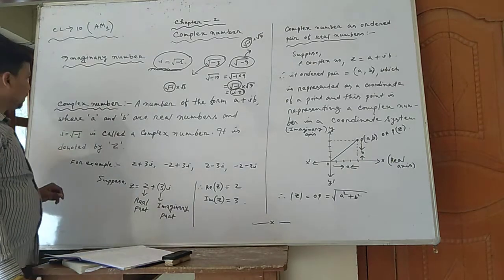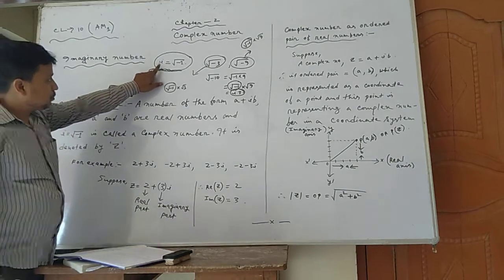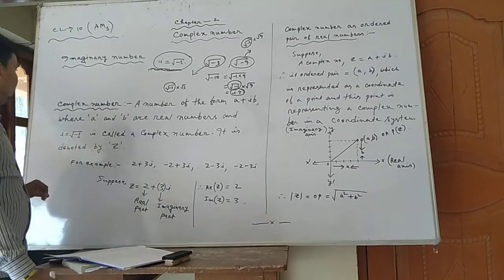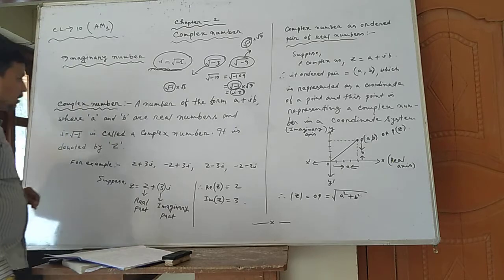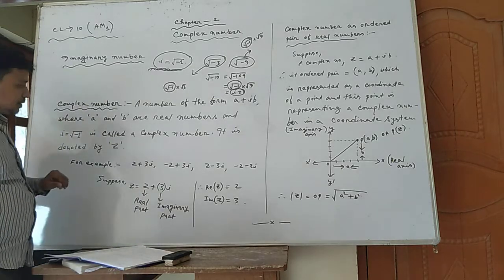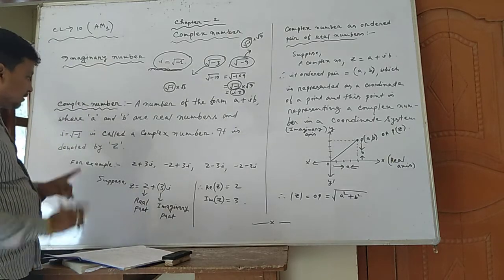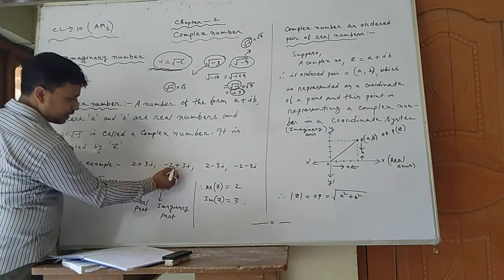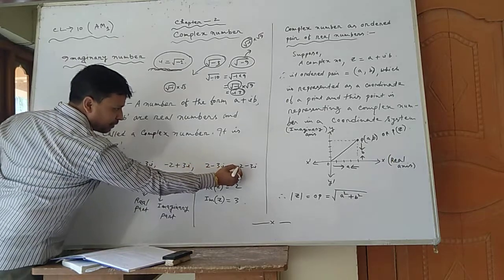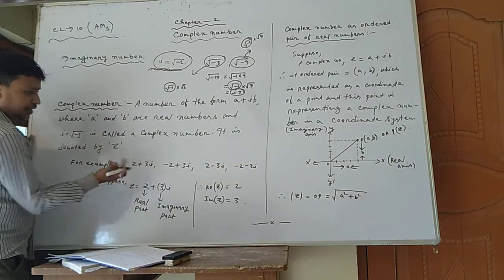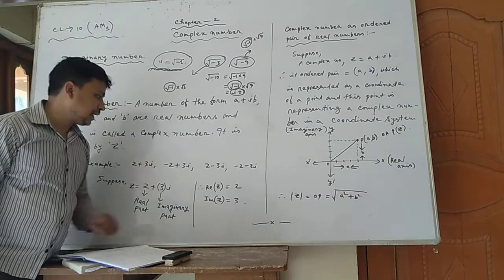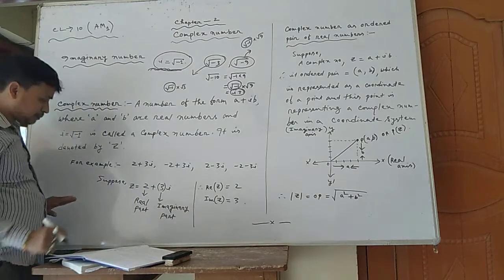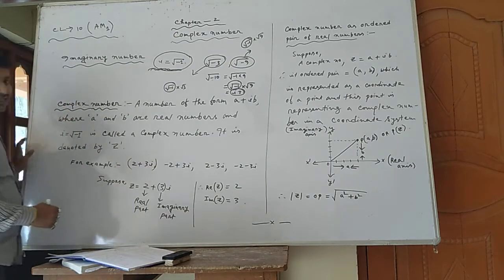First of all, we should know that root over minus 1 is i, the imaginary number. But this imaginary number is applicable in the complex number. Suppose there is written 2 plus 3i, minus 2 plus 3i, 2 minus 3i, minus 2 minus 3i. Here 2 and 3 are real numbers, but these exist as complex numbers.